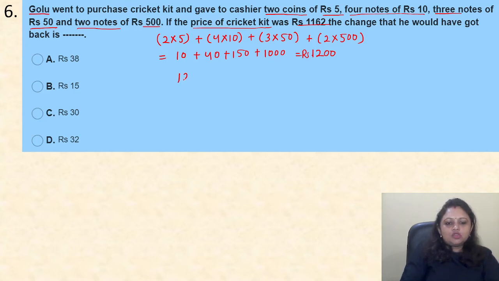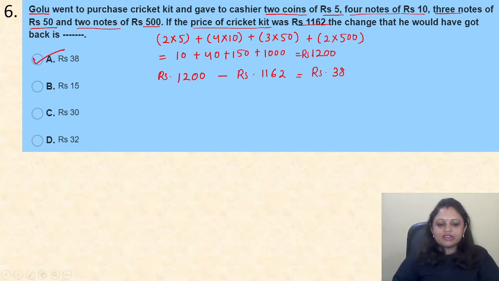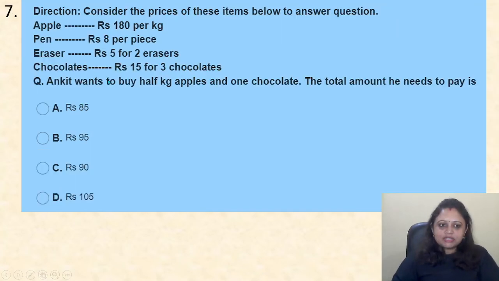Okay, what change would he have got back? That will be rupees 1200 minus rupees 1162, and that is equal to, if we calculate it, 38 rupees. Okay, and where is it present? It is present in option A. Got it, everyone? So coming to the next question.